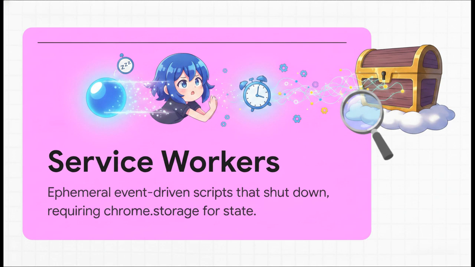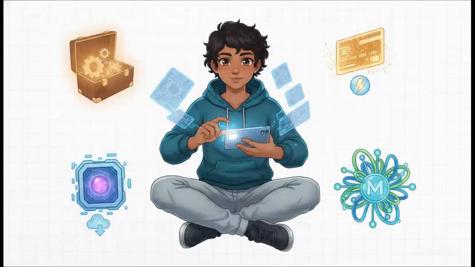This means you absolutely cannot store your data in simple memory variables. When the worker wakes back up, it's going to have amnesia. You have to use the chrome.storage API to save your state. To navigate all this smoothly, you need a modern tech stack.